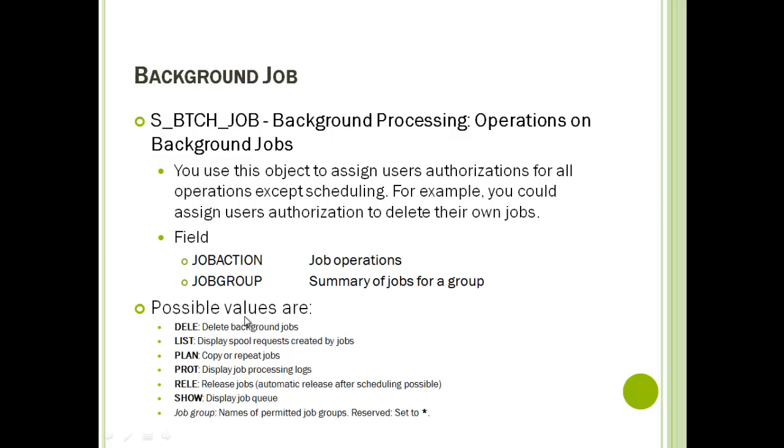The job action determines the job operations. We have DELE, that means delete background job; LIST, that is display spool request for a created job; PLAN, that means copy or repeat the jobs; and PROT, that is to display the job processing log. Then RELEASE: once you schedule the job, you need to release the job from scheduled to released. Then SHOW, that is display job queue.